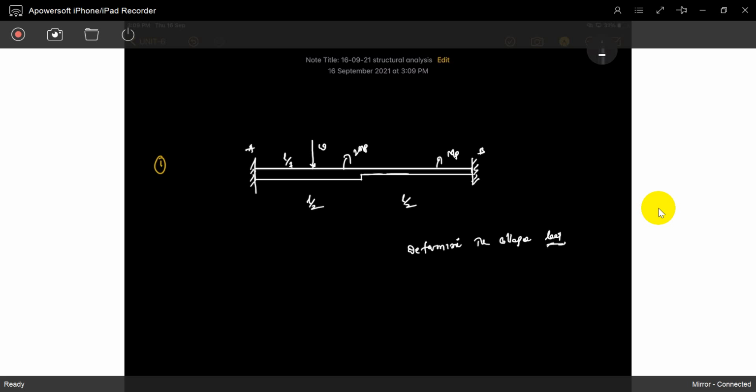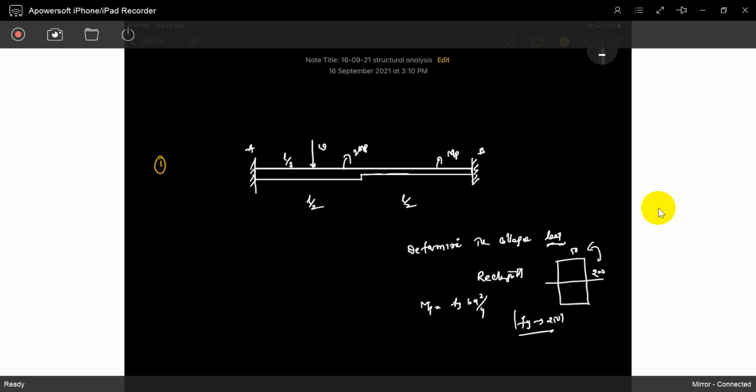If he gave the cross section as rectangular, and the dimensions also he gave like this, it is 50, it is 200. Some you can assume. You can easily know Fy also, he gave it as 250. You can find out Mp. So what is Mp? Fy into B D square by 4.